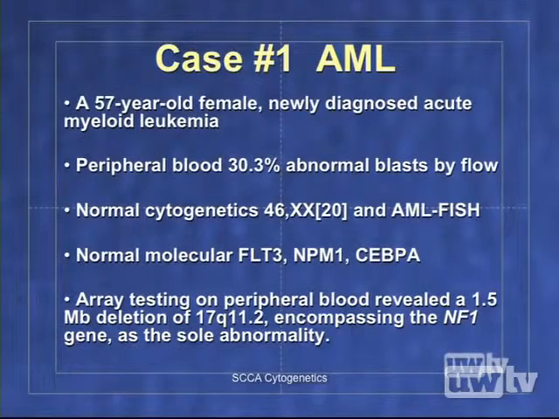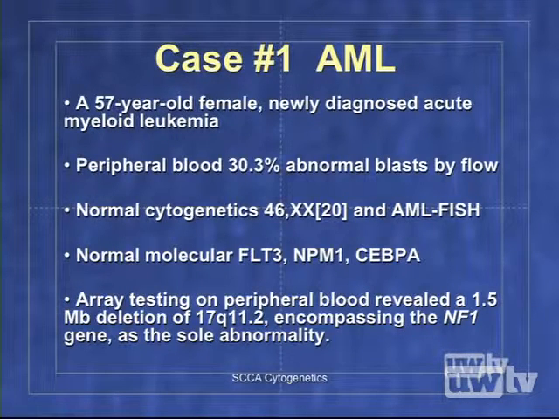So the first case I would like to tell you about is a newly diagnosed acute myeloid leukemia case. It is a 57-year-old female, and when we received the first sample, the flow cytometry analysis showed 30% abnormal blasts in the peripheral blood. The patient showed normal cytogenetics, 46,XX female, and a normal AML FISH panel. Now, molecular testing also came back normal with no mutations in FLT3, NPM1, CEBPA, the normal suspects.